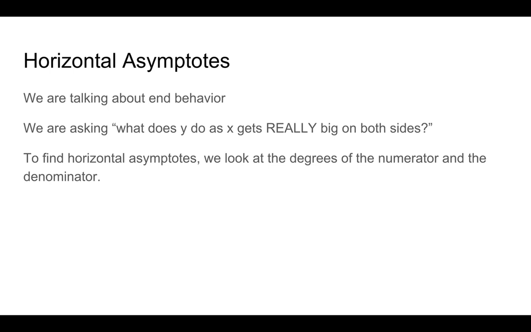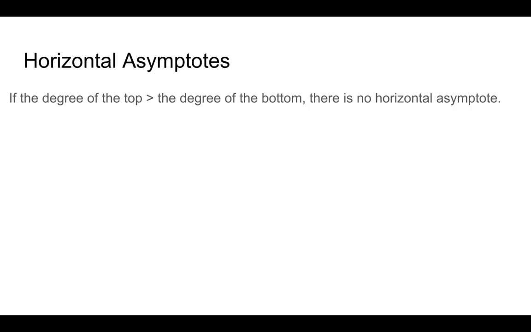We look at the degrees of the top and bottom. Okay, here are our 3 rules. You just have to memorize these. If the degree of the top is bigger than the degree of the bottom, you don't have a horizontal asymptote. You have none. Sometimes you'll have an oblique asymptote, but you deal with those in pre-calc. Here in college algebra, we don't even deal with those. If the top is bigger in degree, there's no horizontal asymptote.